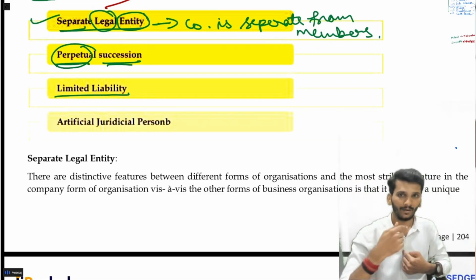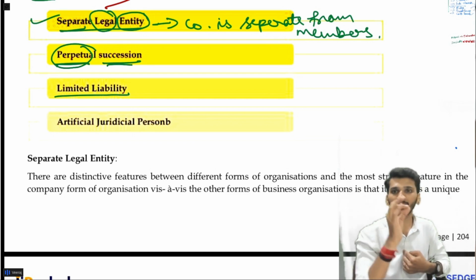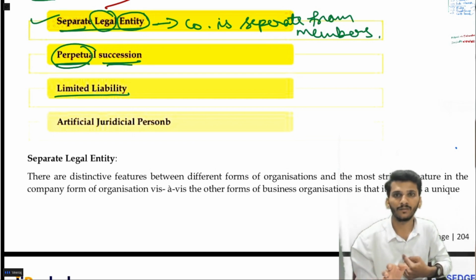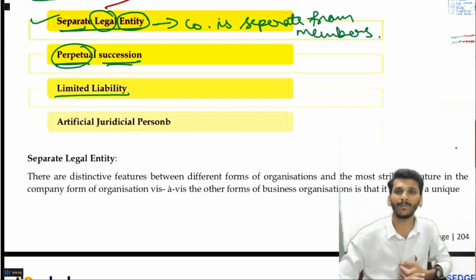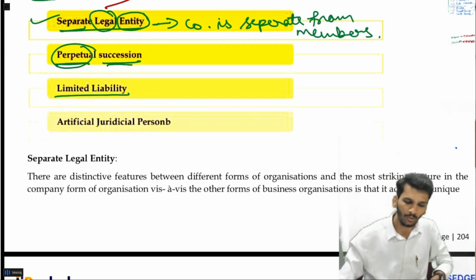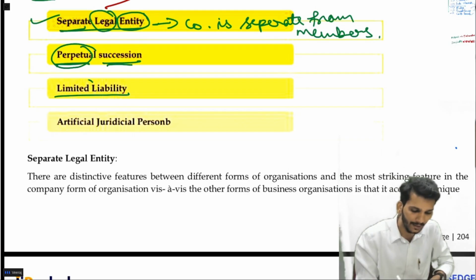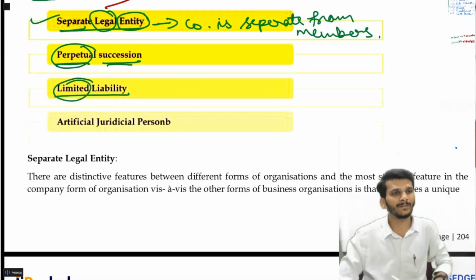No, no, no. What is my liability? I am liable only for that amount, not for the extra amount. Is that okay? Limited liability. The members' liability is limited. Sir, how do you say it is limited? How much is it limited?